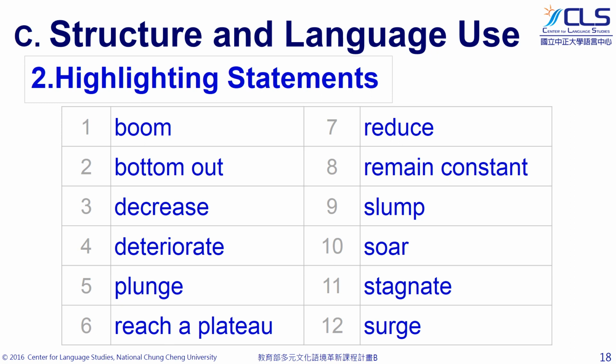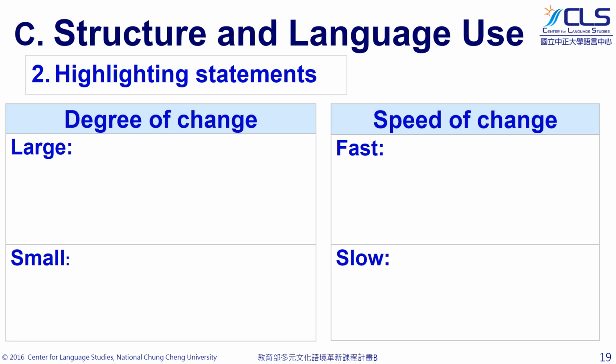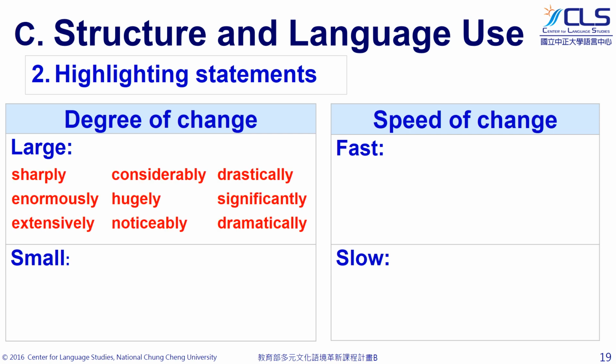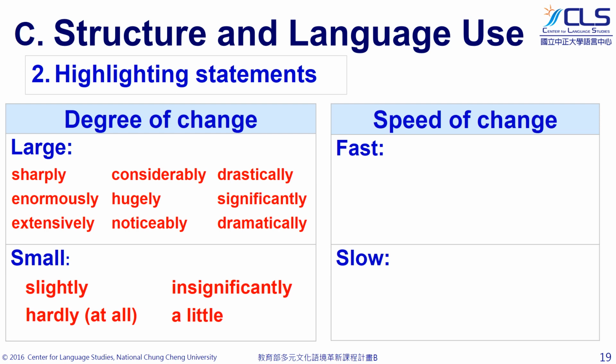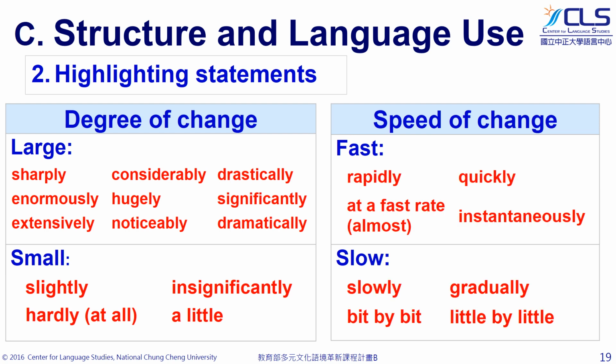Also, the verbs here can be used to describe the two main directions of change, rising or falling, and the specific points. So, we can describe the degree of the changes as large or small, while describing the speed of the changes as fast or slow using the following words.